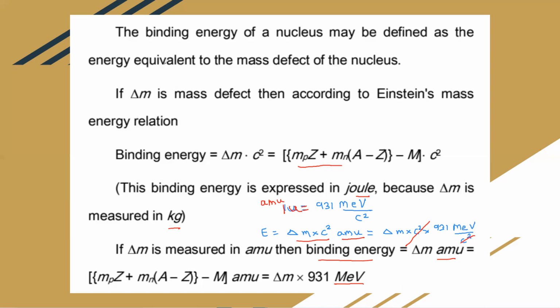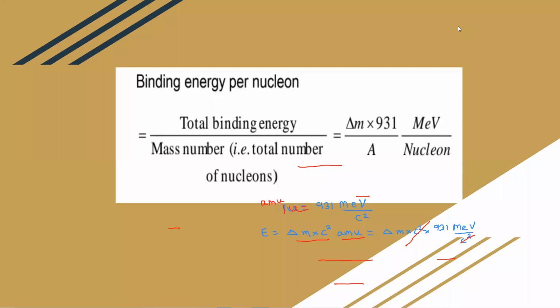Now the next formula is binding energy per nucleon. The formula for binding energy per nucleon is total binding energy upon mass number, and mass number we indicate with capital A. So you can write this as equal to del M upon A into 931, and that answer will be in mega electron volt per nucleon.